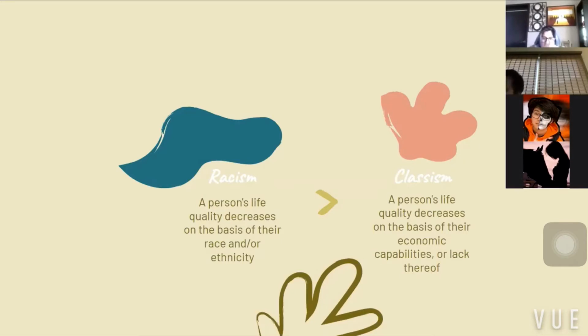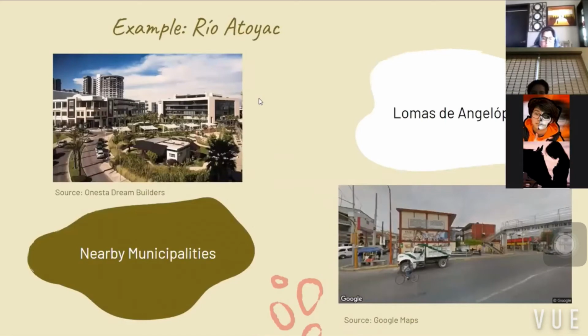fighting climate change are racism, in which a person's quality of life decreases on the basis of their race and or ethnicity. And we also have classism, which is very rooted in Mexican society, when we value people more when they make more money than when they have less money. And of course, we also have misogyny.